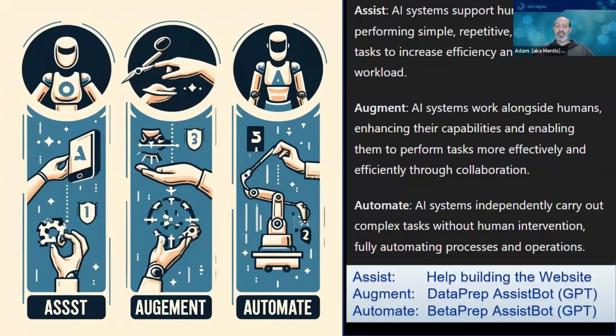So we're going to look at three things today: how it can assist us, like it did with helping to build the website. And then we'll look at a couple of GPTs I built, one which augments, and it's called the Data Prep Assist Bot. And then because it's still a work in progress, the one that actually automates it, I've just called Beta Prep Assist Bot, because it was basically an extension of the augmentation to start automating some of that functionality.